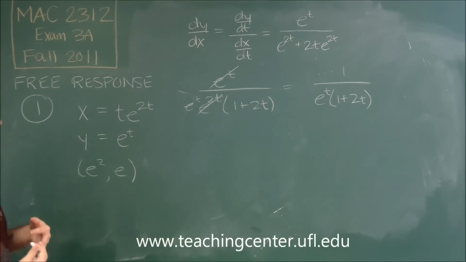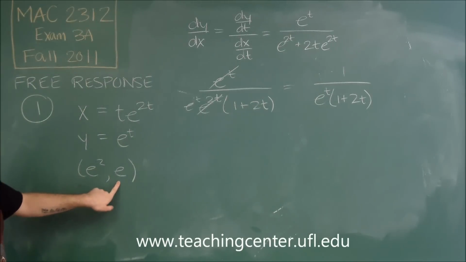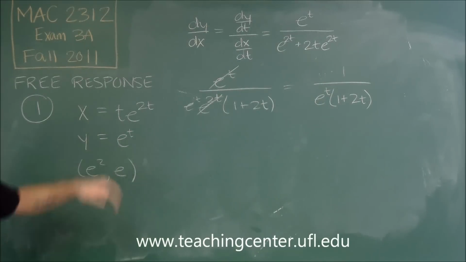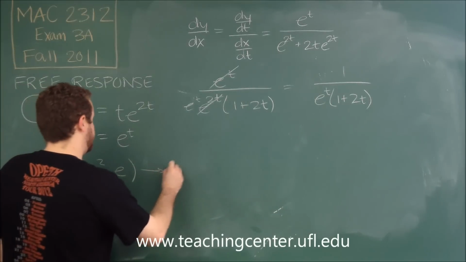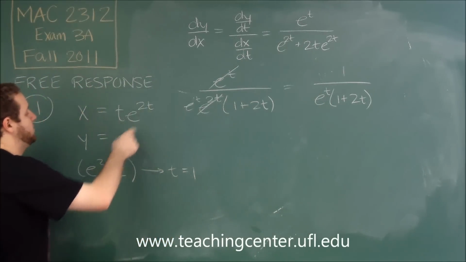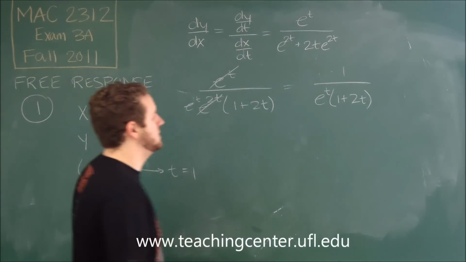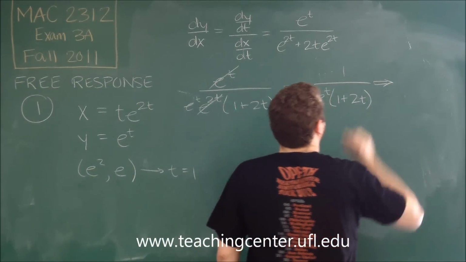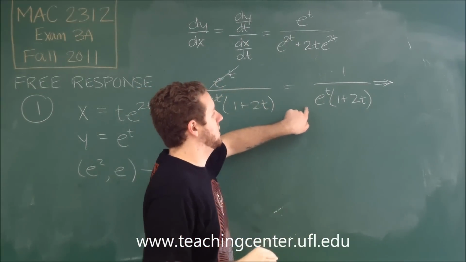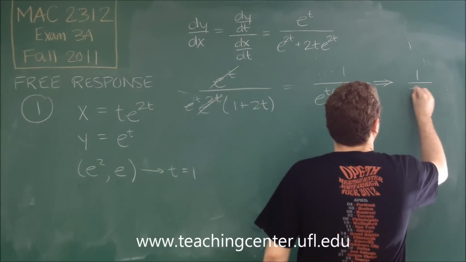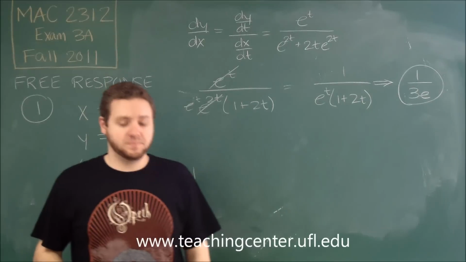From the slope, writing an equation of a tangent line is pretty simple. We know that our Cartesian point is (e squared, e). So the y has to be e, the x has to be e squared. You can just see by looking at that for a little bit that t has to equal 1. It's the only way you could get e squared for x and e for y. Now if we plug our t equals 1 into this, we're going to get on the bottom 1 plus 2, 3. Here we're going to get e, so 1 over 3e is our slope.